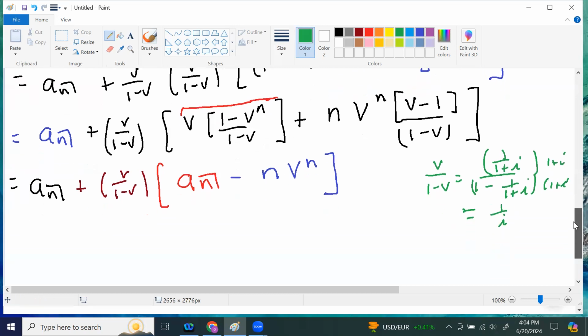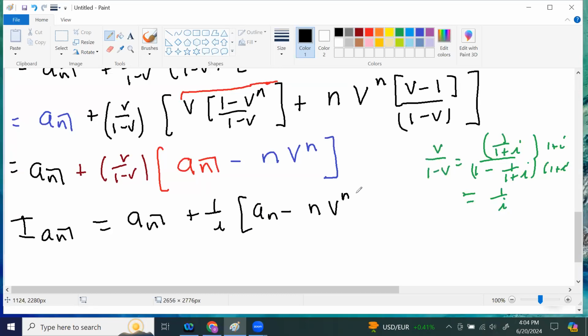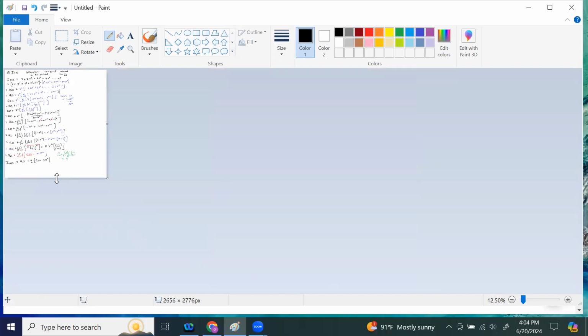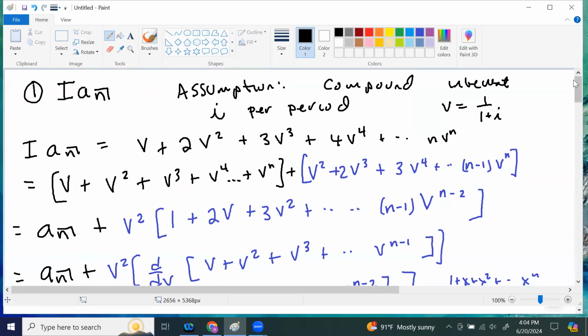So we get the following formula, that (Ia)_n is annuity immediate plus 1 over i, and that's an important formula for financial math. But we're not quite done yet. I mean, we're done with that part, but we still have a little bit more to go to make this general.